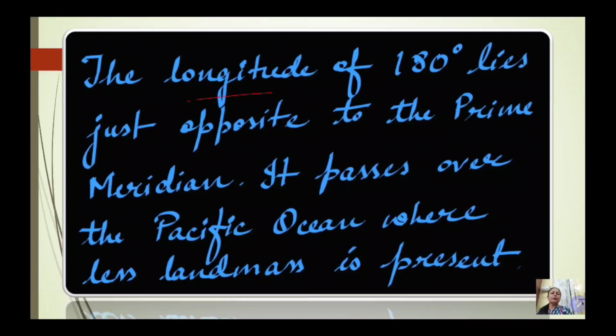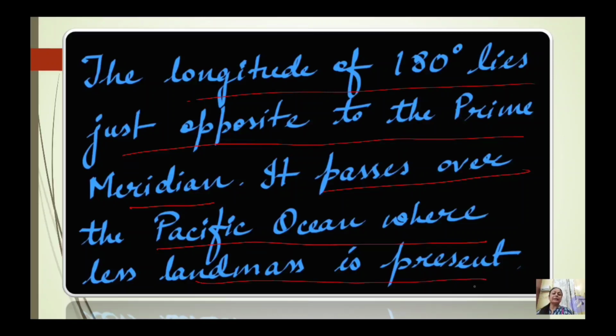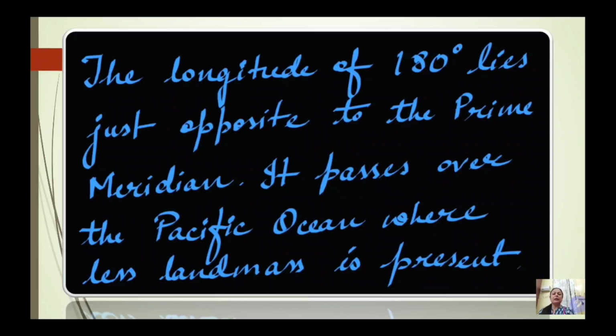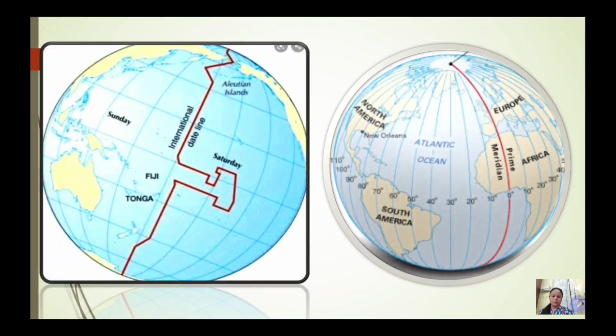Now the longitude of 180 lies just opposite to the prime meridian. It passes over the Pacific Ocean where less land mass is present, so only water body is there and very few islands. The 180 longitude passes from there, and only over this corresponding 180 longitude is the international date line drawn. So students, this is the prime meridian and just opposite is the ideal international date line.